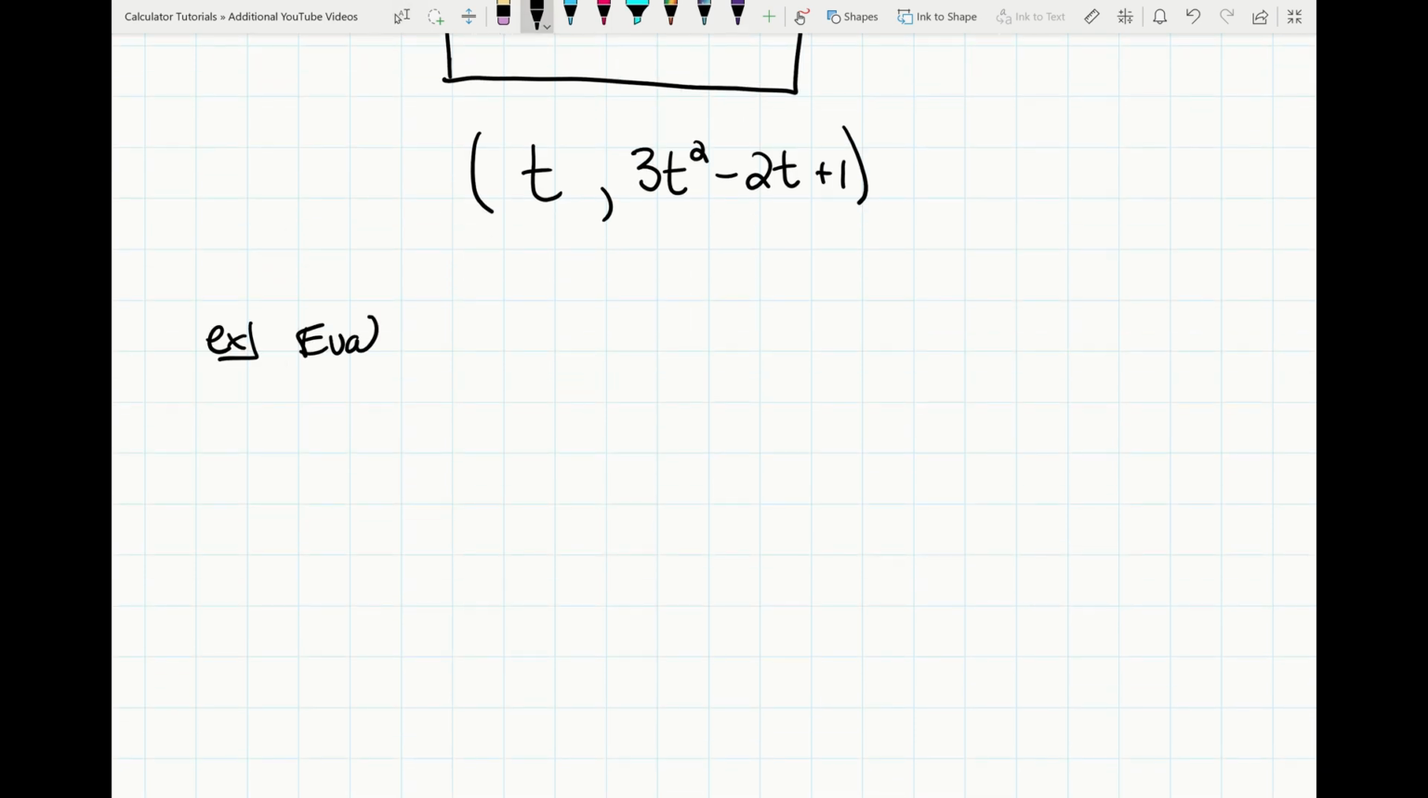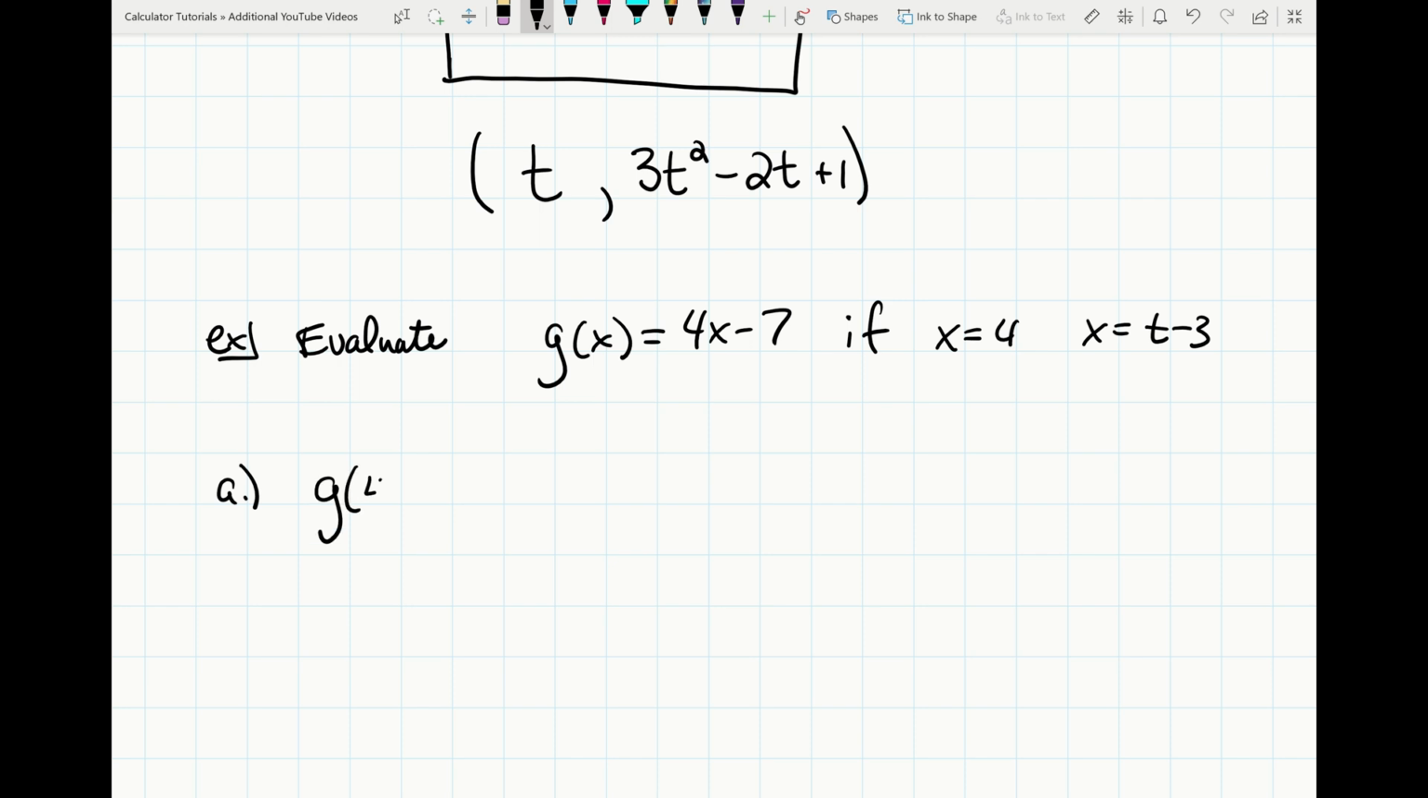Let's evaluate g of x, which is equal to 4x minus 7, if, or how about this, if x equals 4 and x equals t minus 3. Okay? So here's what I'm really asking you to do. For part A, I'm asking you to evaluate g of 4.